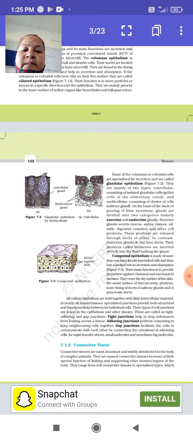Now exocrine glands are those which secrete their fluid through tubes, and endocrine glands are those glands which directly pour their fluid into the blood. They do not have any duct or tube.